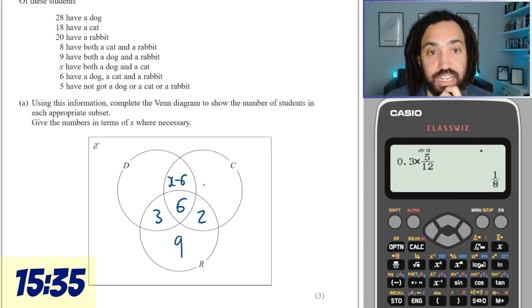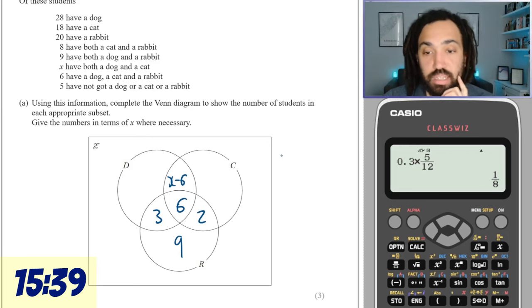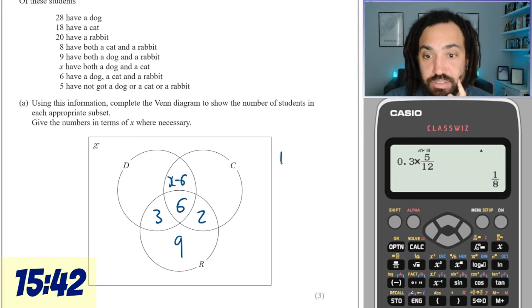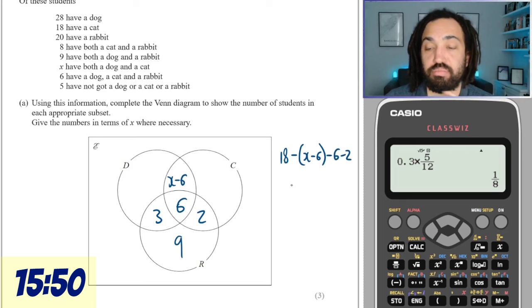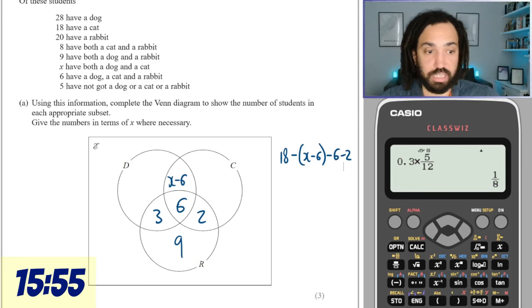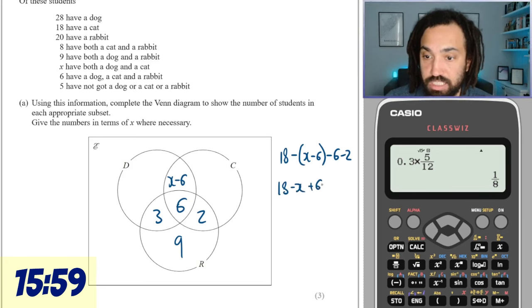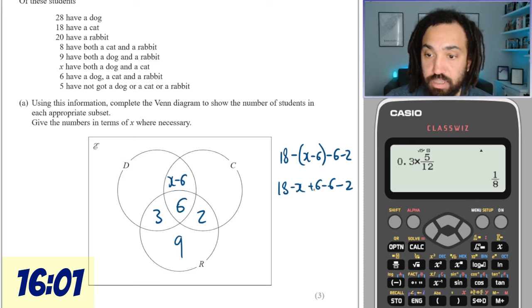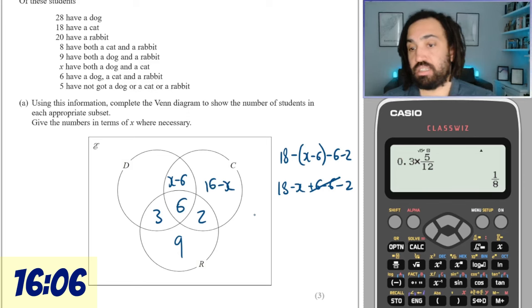18 have a cat. Holy moly. Right, so 18 have a cat, so 18 minus what we've already got, which is x minus 6, minus 6 and minus 2. So that would be 18 minus x plus 6 minus 6 minus 2. They all cancel, so that's 16 minus x.